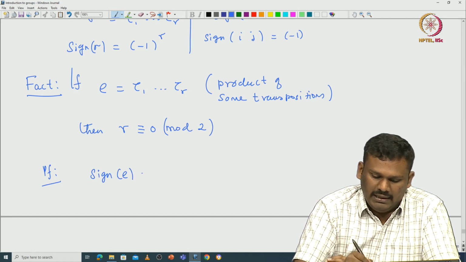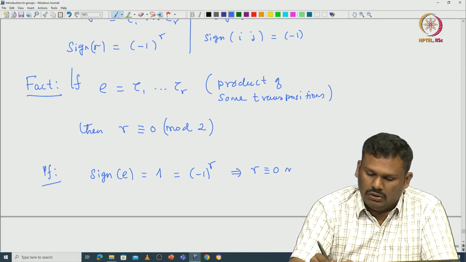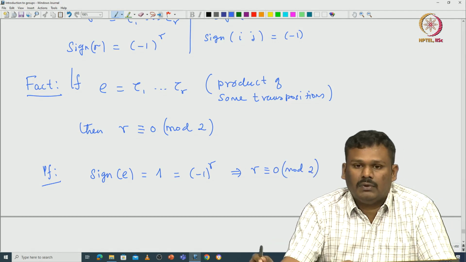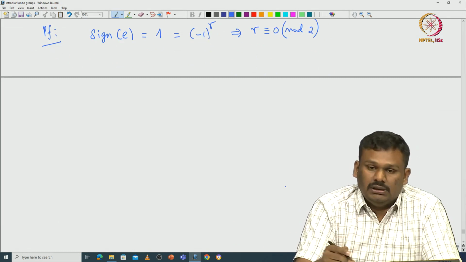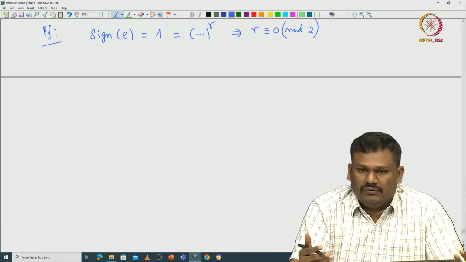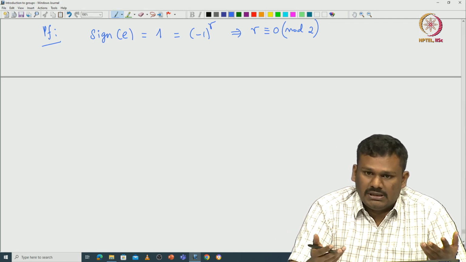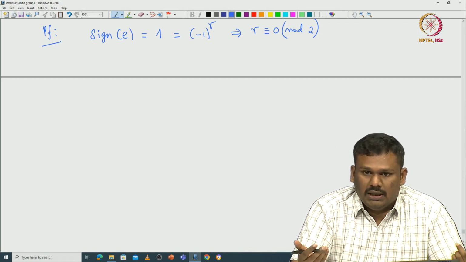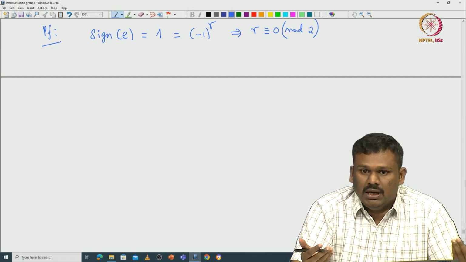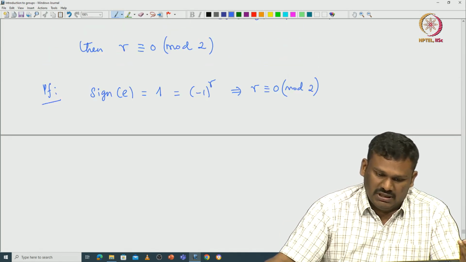The sign of identity is 1. So that means this (-1) to the power r must be 1, which will imply that r is congruent to 0 modulo 2. Okay. So this indeed says it does not matter: if you write sigma as a product of transpositions, that expression may not be unique, but still one can conclude that the number of transpositions used in the expression must be either odd or even. That is what this simple observation tells.